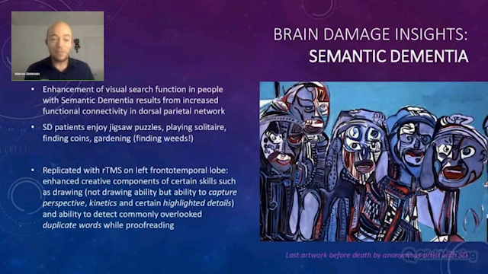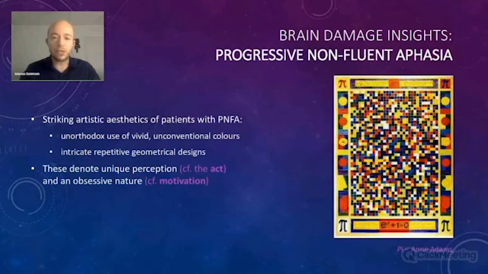Interesting, they also get better at detecting commonly overlooked duplicate words when they're proofreading. And perhaps that's not a surprise given how well they do at serial search tasks. So that's semantic dementia in a nutshell in relation to creativity. And we're going to move on now to the next frontotemporal dementia, which is progressive non-fluent aphasia.